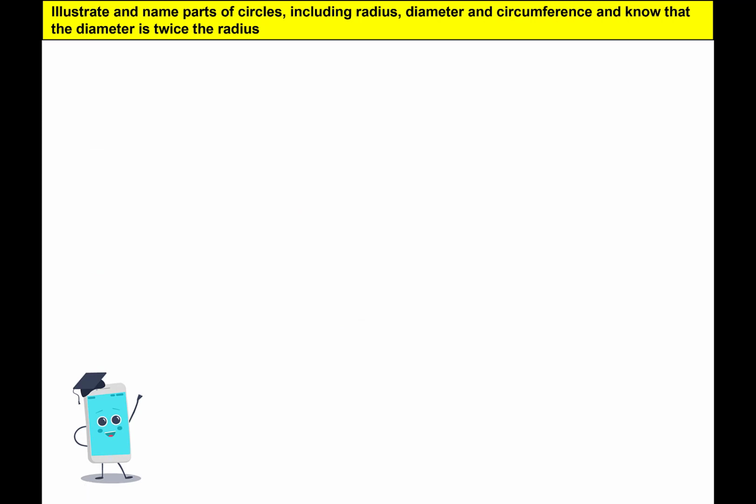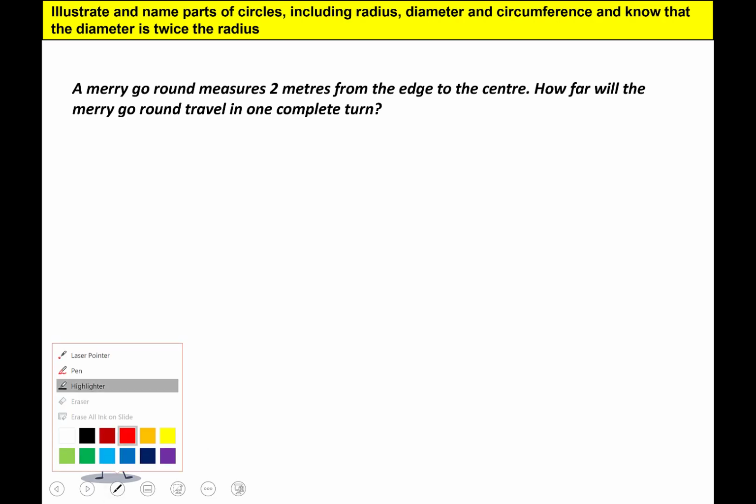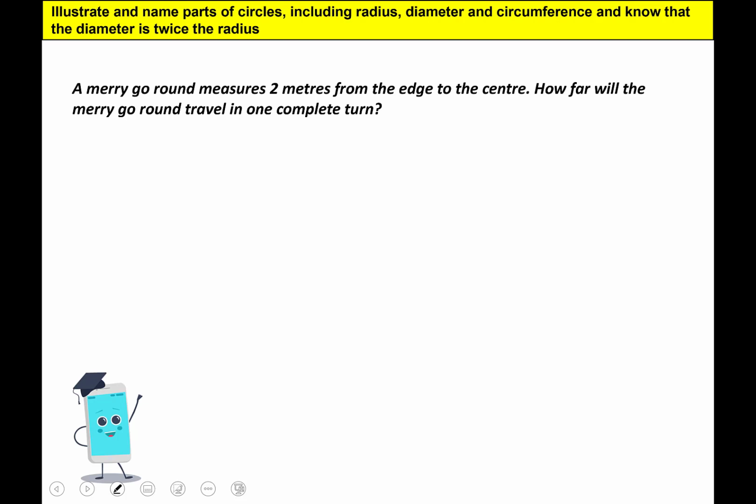So in this example, we have a merry-go-round that measures 2 meters from the edge to the center. How far will the merry-go-round travel in one complete turn? So what do we know here? You might want to do some highlighting. You might want to think about which is the important information and what it all means. So we've got 2 meters from the edge to the center. That's quite important. What does that tell us? And how far will the merry-go-round travel in one complete turn? That's also important.